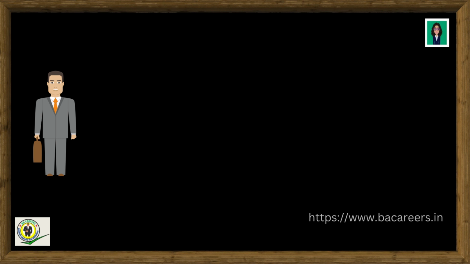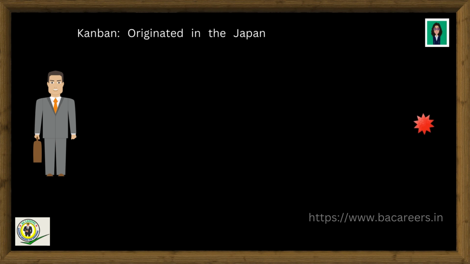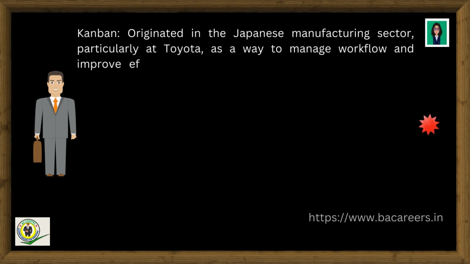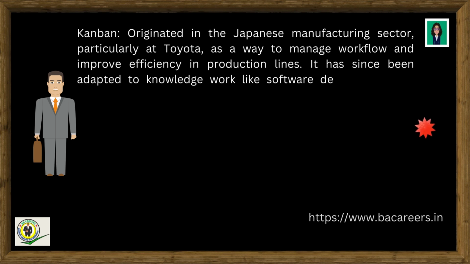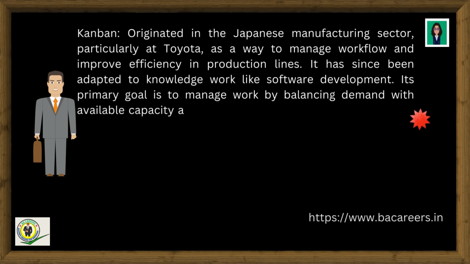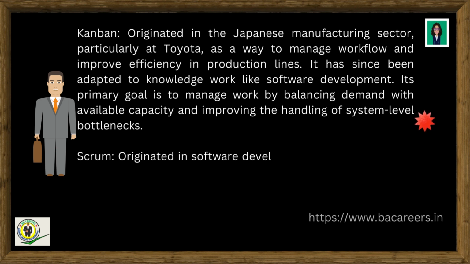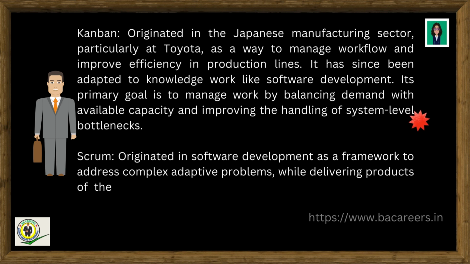1. Origin and purpose. Kanban originated in the Japanese manufacturing sector, particularly at Toyota, as a way to manage workflow and improve efficiency in production lines. It has since been adapted to knowledge work like software development. Its primary goal is to manage work by balancing demand with available capacity and improving the handling of system-level bottlenecks.